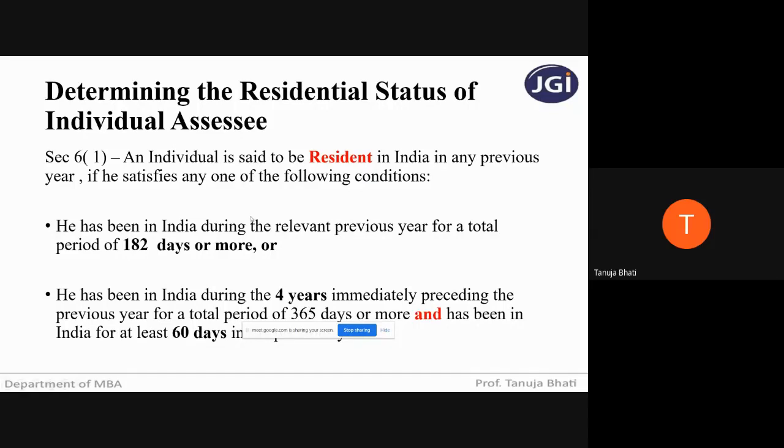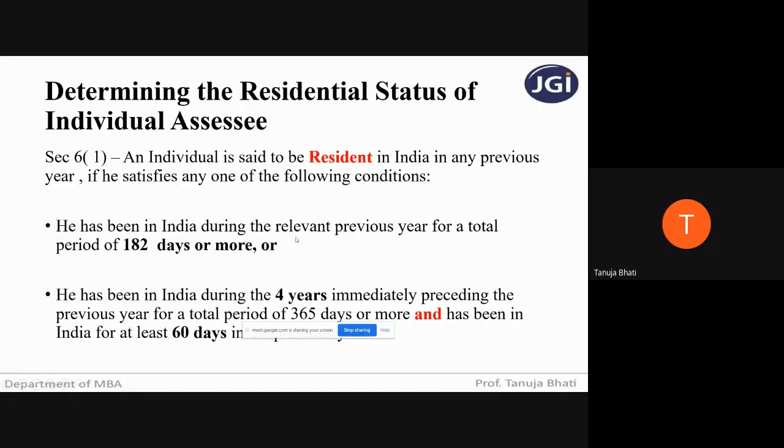Now, based on these two conditions, suppose an individual is satisfying the first condition as well as the second condition, he is a resident. Suppose he is satisfying any one condition, he is still a resident. But suppose he does not satisfy both the conditions. If a particular individual is not satisfying both the conditions, here he is staying only for 170 days, or here he is just staying for 200 days, then he is not satisfying both the conditions. Then he is a non-resident.